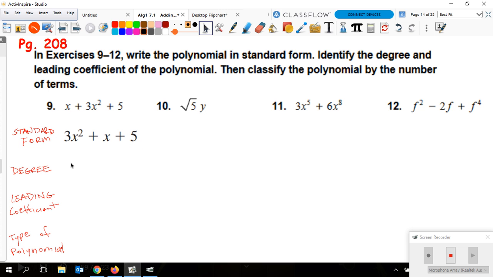The degree of this polynomial, highest degree is 2, so it's a degree 2 polynomial. The leading coefficient, here's your leading term, this 3x squared, the leading coefficient is the 3, the number in front of x squared. The type of polynomial, since it has 3 terms, it is a trinomial. All right, so go ahead and pause the video and do 10, 11, and 12. Do the same thing. Make sure you write standard form, the degree of that polynomial, the leading coefficient, and the type. So do that for all 3 of those, and then check your answers once you're finished.